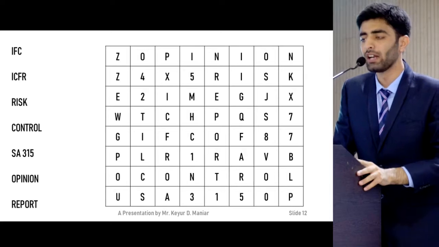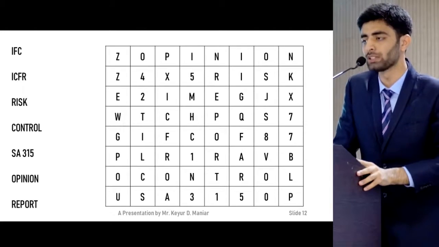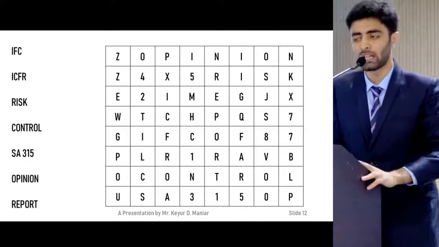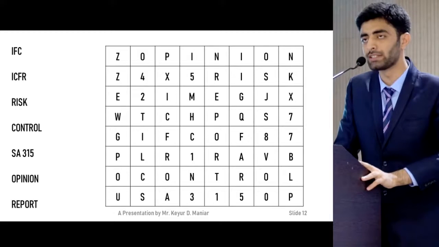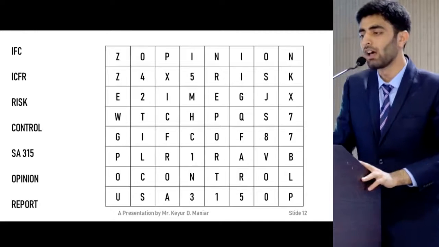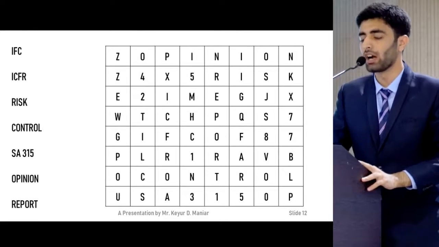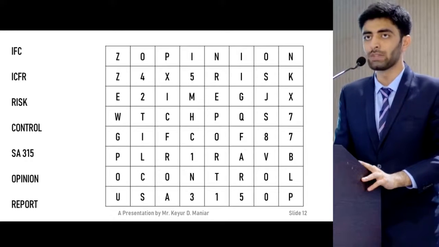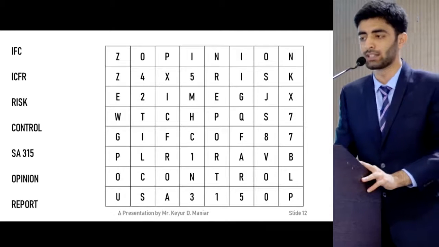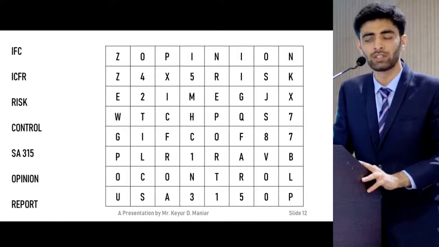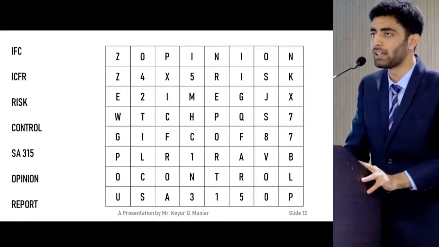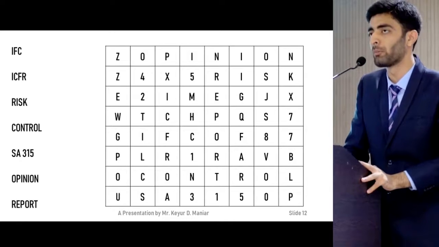What is IFC? Internal financial controls are, you can understand them by understanding SOPs. What are ICFR? They are a part of IFC. They are basically controls over the reportings. Risk, we know what risk is. Control is the setup that we have put in to mitigate such risk. SA 315 guides us with internal controls. We can form our opinion on the internal controls and then put it in our audit report.